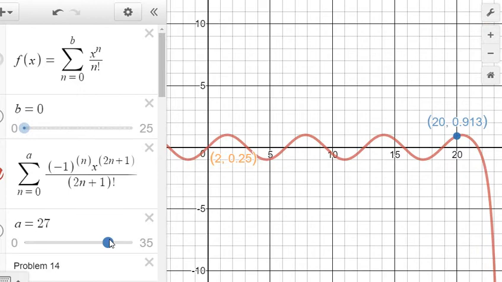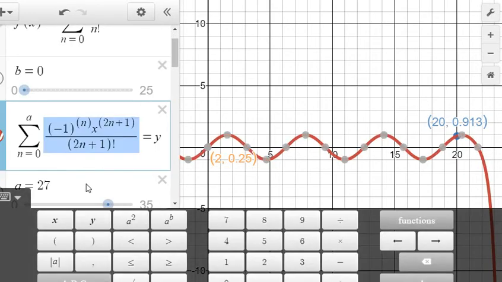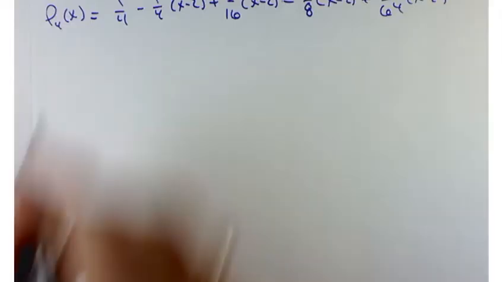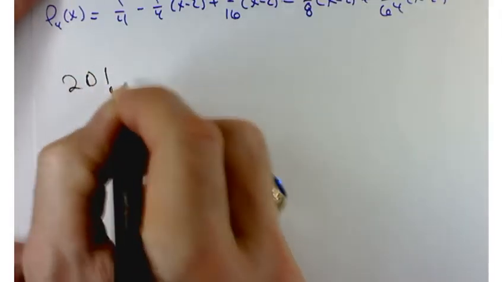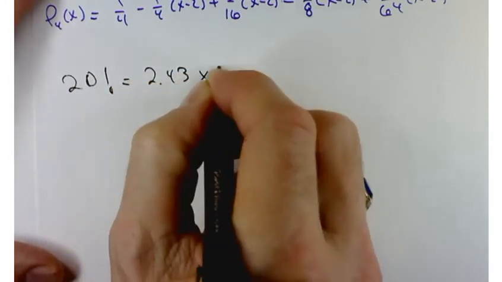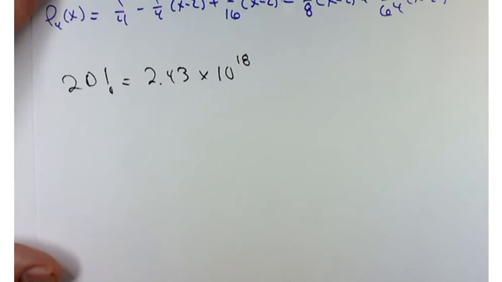And one of the things you don't really appreciate is just the size of some of these numbers underneath here. Remember, that's 2 times n plus 1 factorial. Now let's just take a modest number like 20. 20 factorial is huge. If you were to write out 20 factorial, you'd probably want to use scientific notation. So 20 factorial is 2.43 times 10 to the 18th power.